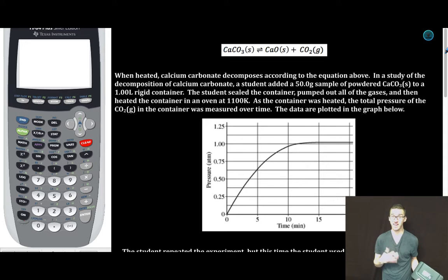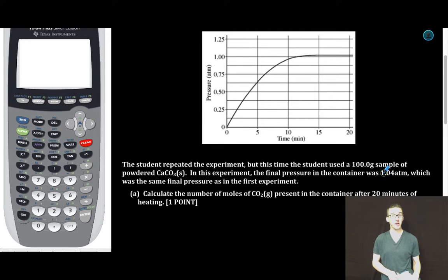Not gonna lie, initially when I looked at this problem, I was a little confused. I was trying to do stoichiometry, looking at the 50 grams of calcium carbonate, the 100 grams of calcium carbonate, but then I realized we've got an equilibrium reaction, and regardless of how much calcium carbonate I start with, I end up with the same amount of carbon dioxide. I know that carbon dioxide gas occupies a 1.00 liter volume, it's at 1100 Kelvin, and exerts a pressure of 1.04 atmospheres. So although kind of hidden, this is just our good friend PV = nRT.